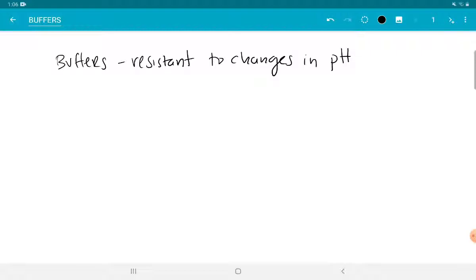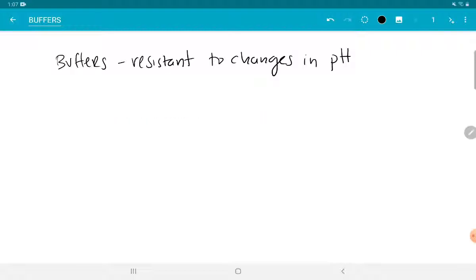Our bodies have two main buffering systems. Our blood has its own buffer system, which is carbonic acid, and our tissues have a separate buffer system, which is the phosphate buffer system. So just two different compounds that buffer and help stabilize the pH of our bodies.